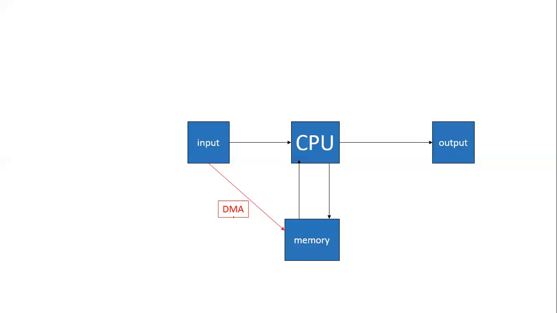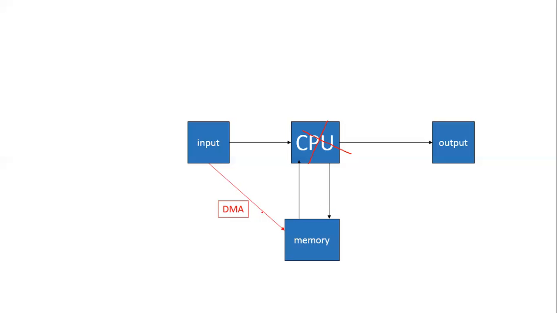DMA means direct memory accessing. By using DMA, we can directly access the memory. That's why the name is called DMA. So without the CPU, the memory can be read and written. That is called a DMA.